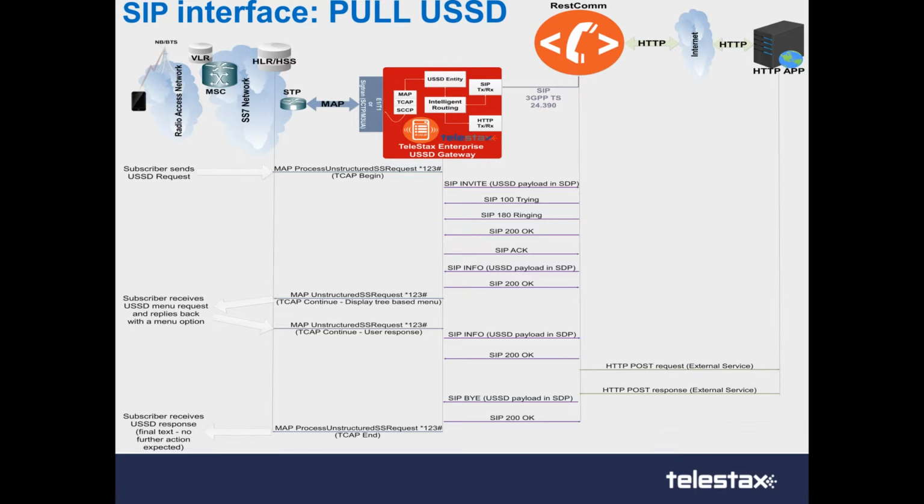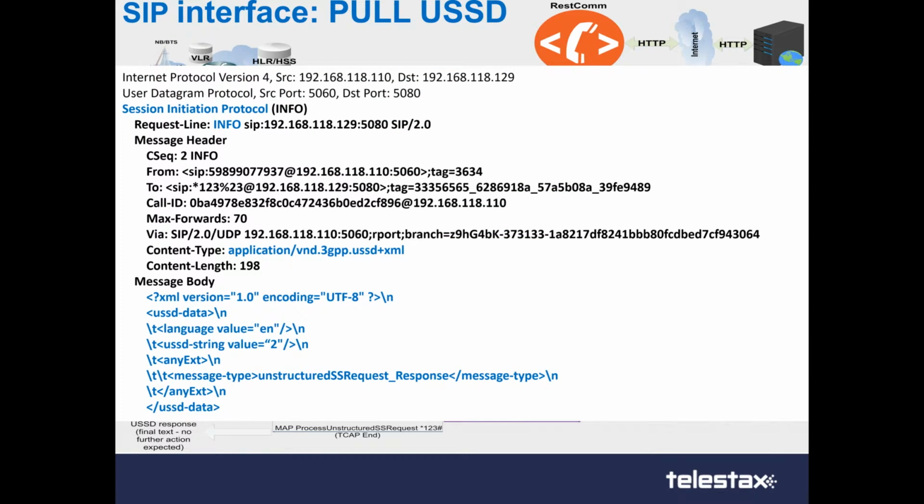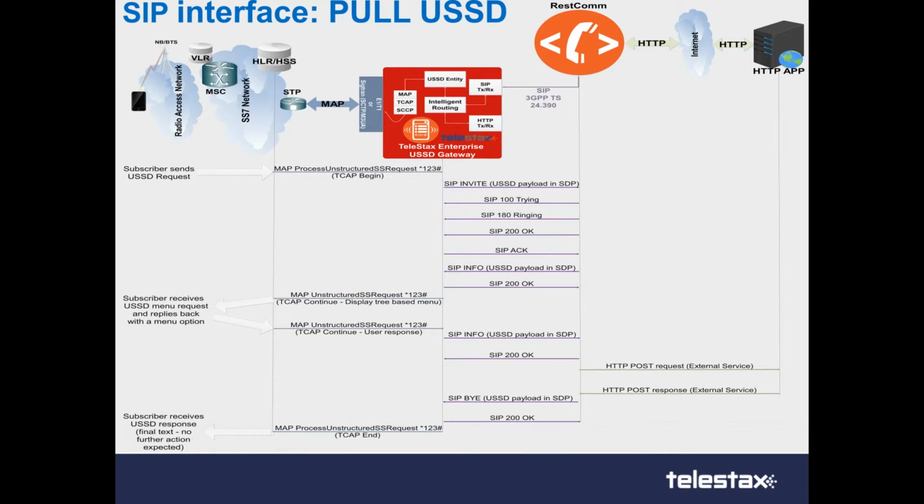As can be seen in the Wireshark trace example shown on the screen at the moment, the user replied with option 2, as per the USSD string value carried in the XML payload of the SIP INFO message directed to RESCOM Connect. Assuming that RESCOM Connect makes use of an external service to retrieve the user's data balance, for example via a REST web service with an online charging system via HTTP, it then needs to send the information back to the user.